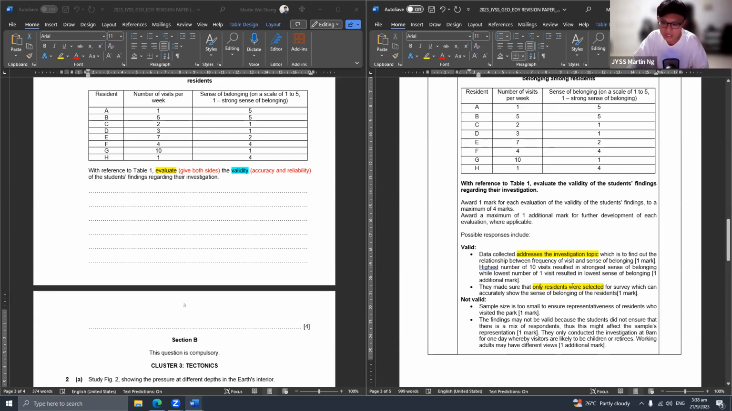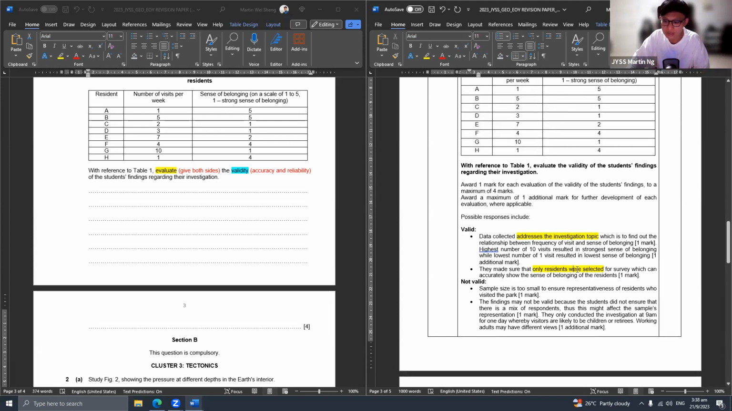Right? So only residents were selected, which accurately shows the sense of belonging of residents. Basically, what this point is trying to say is that I do not interview people who do not live in the area, because my investigation focus is only about the resident sense of belonging. So I have to ensure that I do not interview anyone else. Okay, so that is for the valid points.